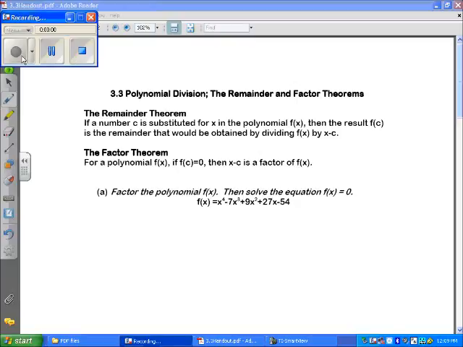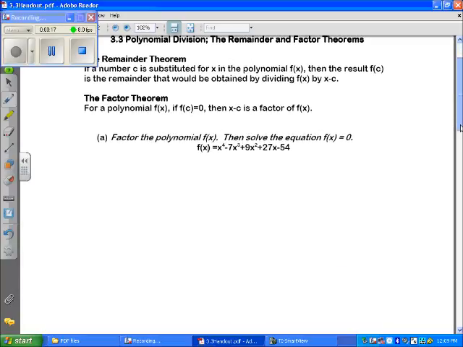Okay, we're going to work on the worksheet from 3.3. We're going to do part A right now. It uses the remainder theorem and the factor theorem, which are located in your book. So for part A, it says factor the following polynomial and then solve the equation f of x is equal to 0. Okay, so we want to factor this.